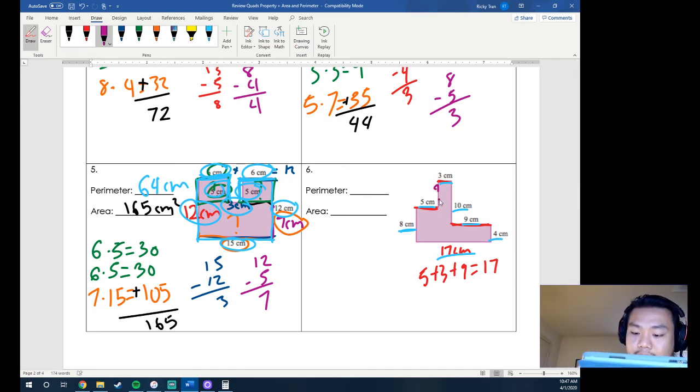To find that, we have to take this full length. It's a little bit more confusing, but we have to take the sum of this length and subtract it from this length right here. So we're going to take 10 and 4 and add them together, which gives us 14, and then we're going to subtract it from 8, which gives us 6. So 6 centimeters. Okay, so we have to add the 6 centimeters as well.